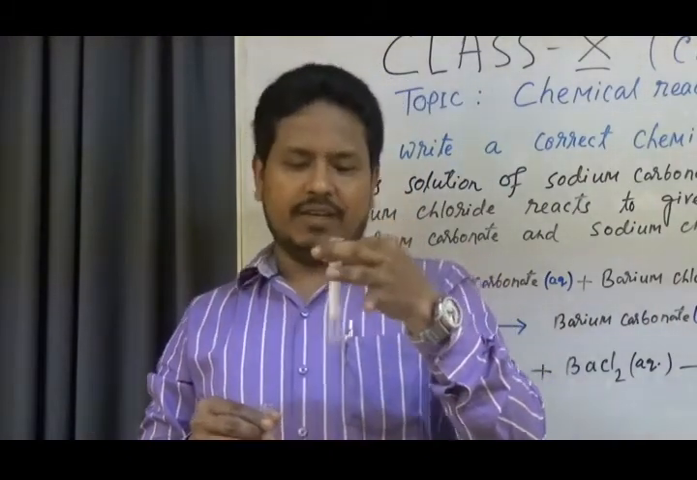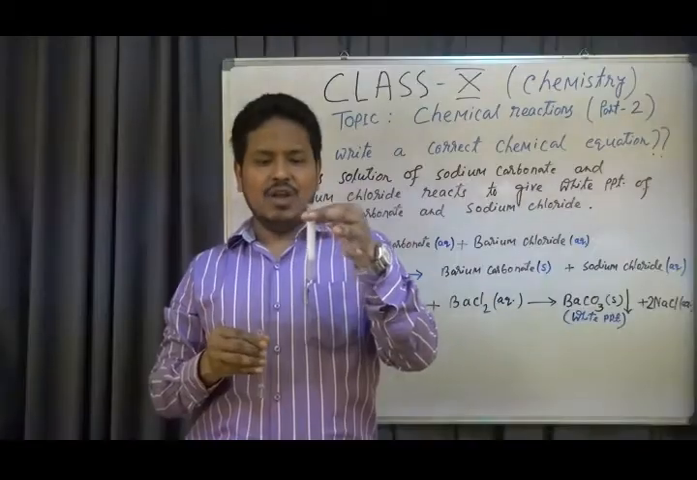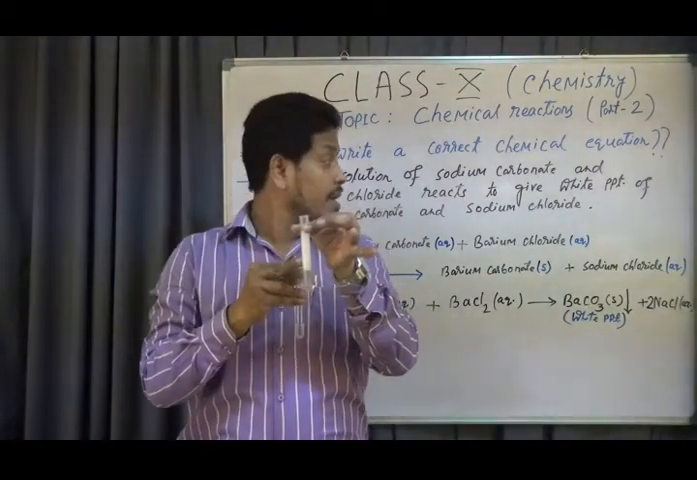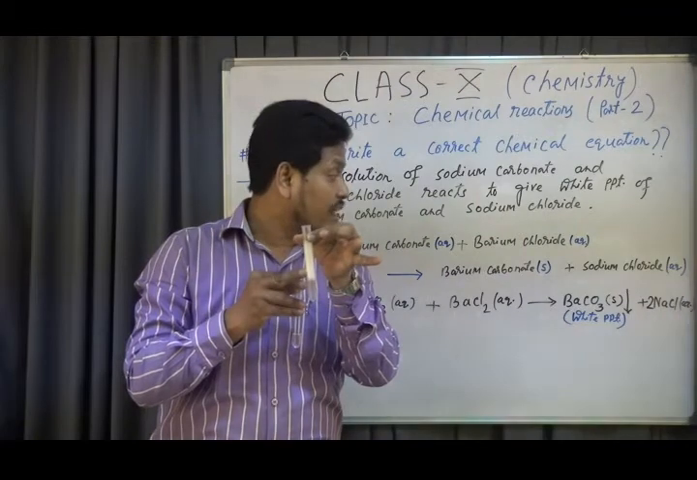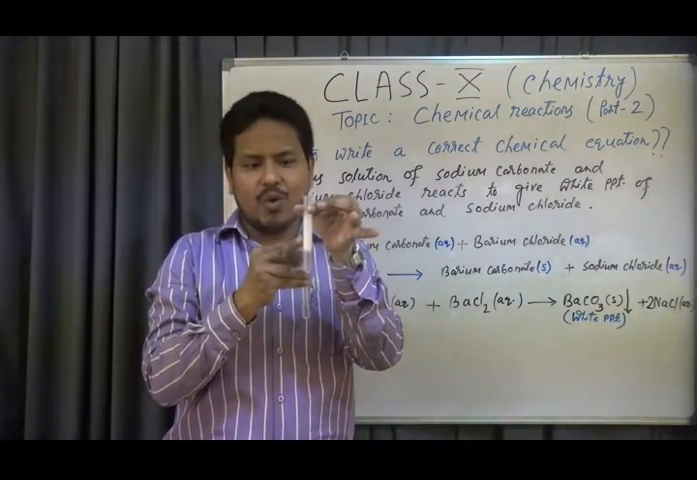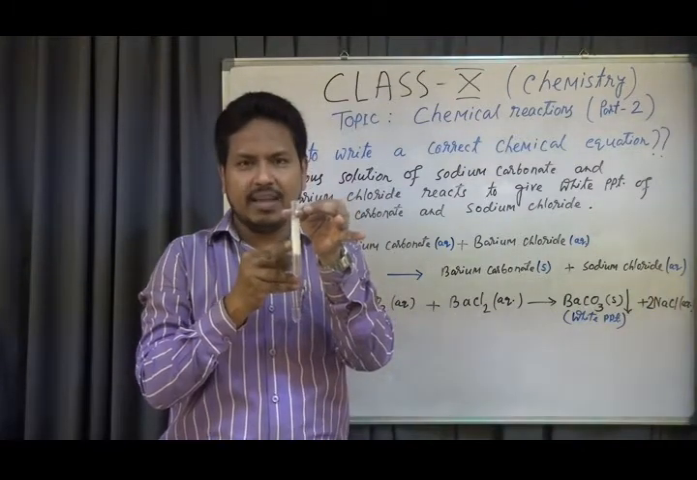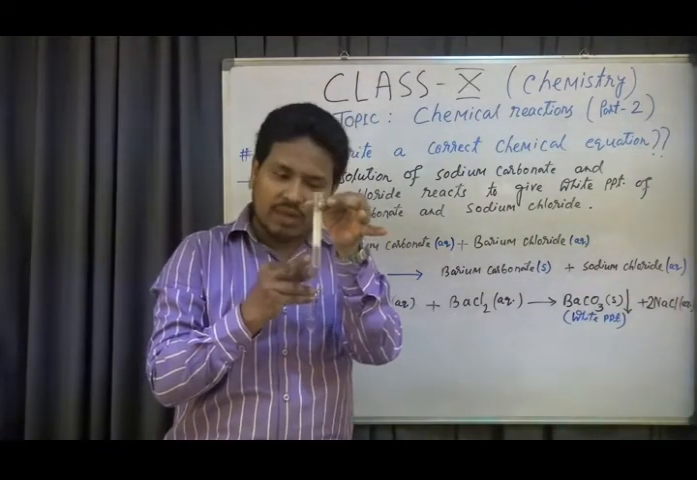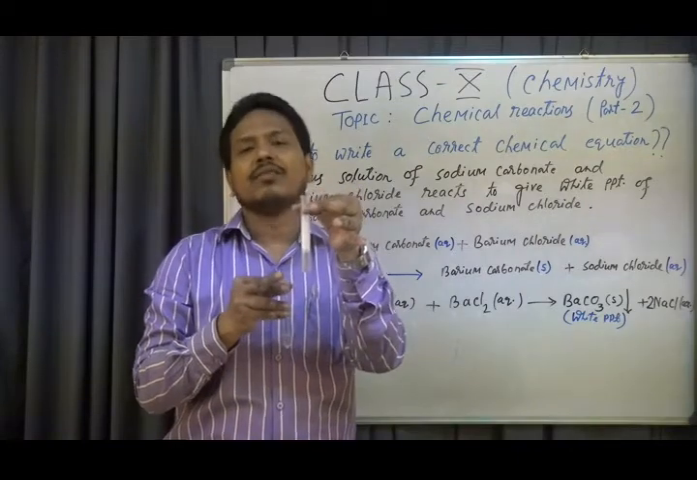White color precipitate. Look at this, my dear students. This is the white precipitate, barium carbonate solid, a product that is insoluble in water. That's why it is a white precipitate, PPT. And sodium chloride is also still there as aqueous solution. These are the products, my dear students.